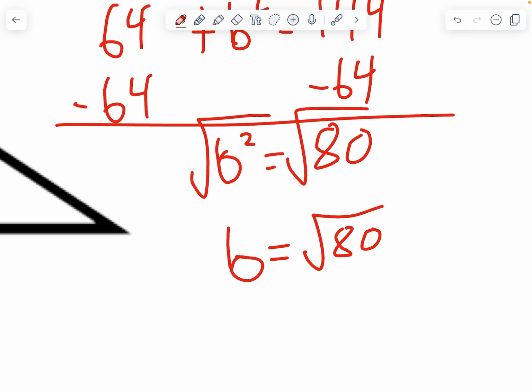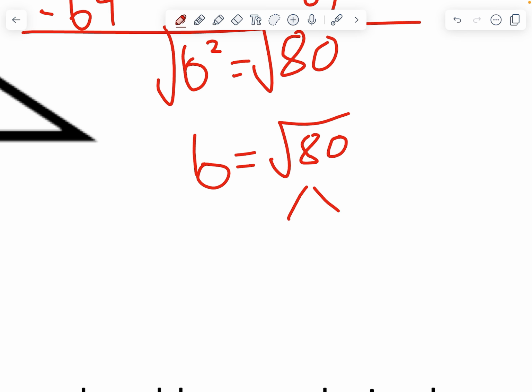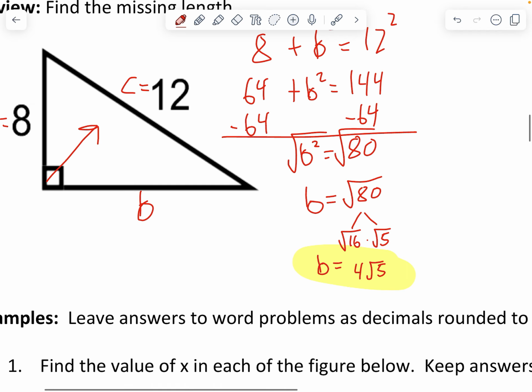And of course, we want to check and see, can we simplify this? We definitely can. 80 is divisible by 16. It's 16 times 5. And the square root of 16 is 4. So our B value is 4 radical 5. And it's important that we make sure to check, can we simplify our number? Not always can you. Sometimes B just equals the square root of 13. You know, that can't be broken up. But 80 can definitely be broken up.